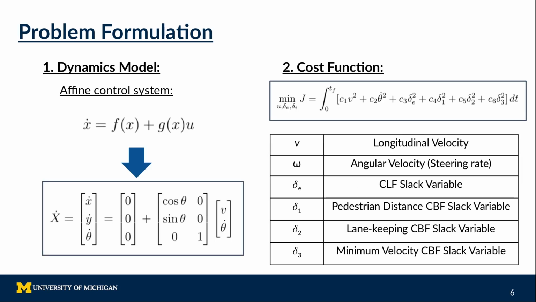And then we will formulate this optimal control problem. The dynamic model here is chosen: we only consider the kinematic aspect of the vehicle, and the cost function is just in quadratic form, which considers the Euclidean norm of all the control inputs, longitudinal velocity and angular velocity or steering rate, and all the slack variables for the CLF and CBF. So this cost function will decide the trade-off between the CLF relaxations for trajectory tracking or the CBF relaxations for avoiding the unsafe set.